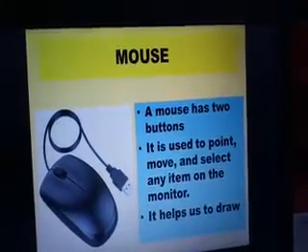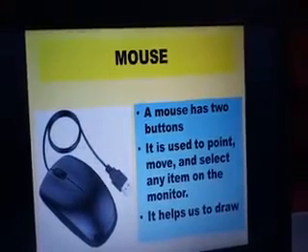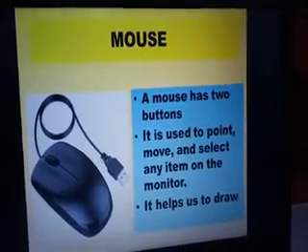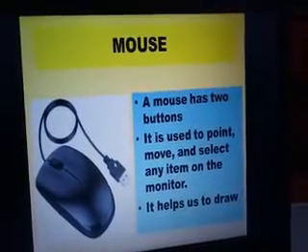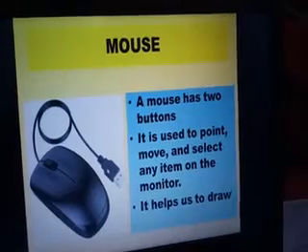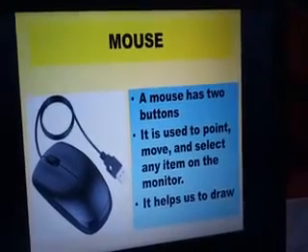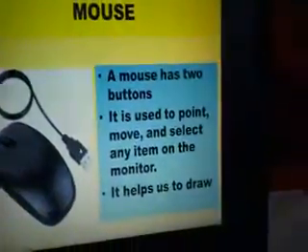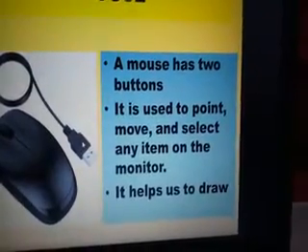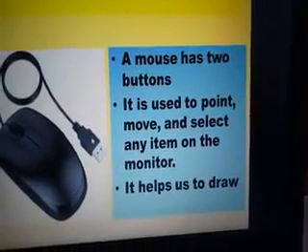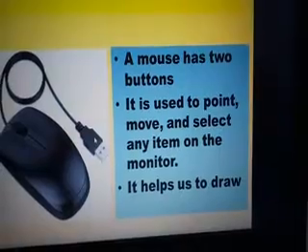This wire is what connects the mouse to your CPU box. This is a long wire. You can connect it to the back of the CPU and also to the front. It is used to point, move and select any item on the monitor. It helps us to draw.